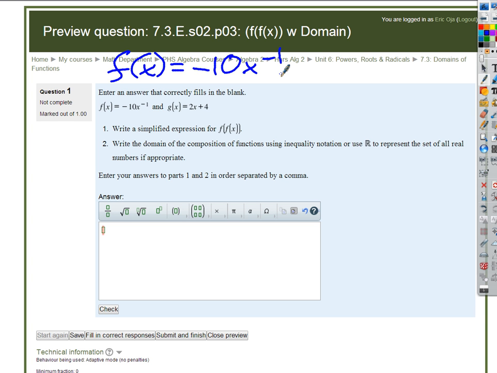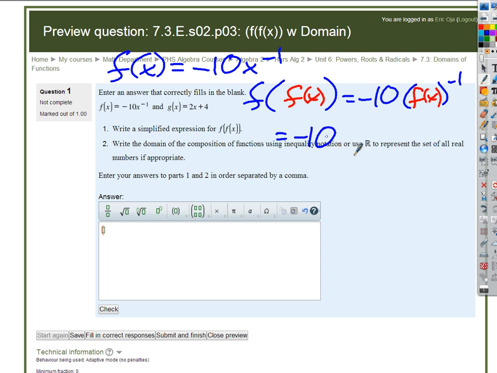So let's do this in 2 steps. So we get f of f of x equals negative 10 f of x to the minus 1. And what's f of x? Negative 10 x to the minus 1. Okay, so then we end up with this is equal to negative 10 times negative 10 x to the minus 1, to the minus 1. Okay, hold for just a second, Trent. I want to make sure I do this in a flow, and then I'll take questions.